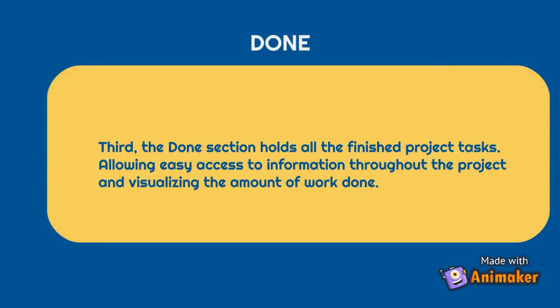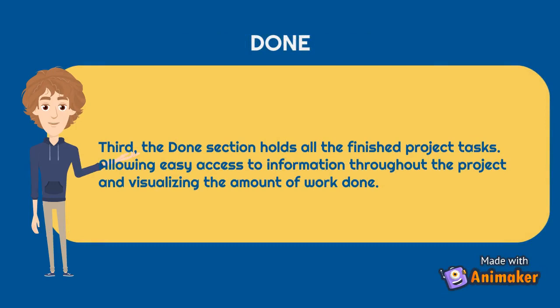And the final phase of Agile Scrumban is called Done. The Done section holds all the finished project tasks, allowing easy access to information throughout the project and visualizing the amount of work done.